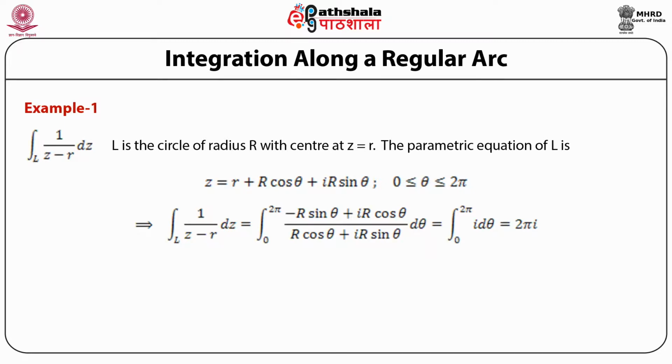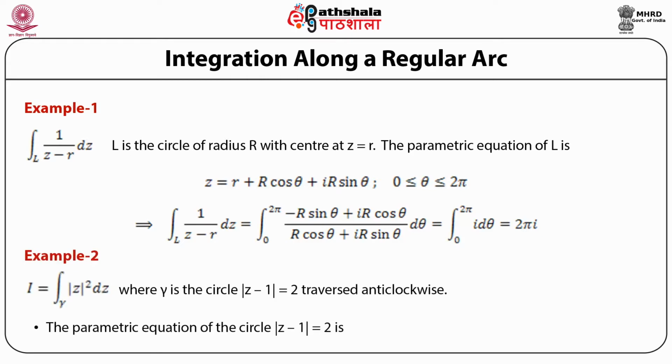So the parametric equation of L is z equals r plus R cos theta plus i R sin theta, with limits 0 less than or equal to theta less than or equal to 2 pi. This implies that the integral along L of 1 divided by (z minus r) dz equals the integral from 0 to 2 pi of (minus R sin theta plus i R cos theta) divided by (R cos theta plus i R sin theta) d theta, which equals the integral from 0 to 2 pi of i d theta, which equals 2 pi i.